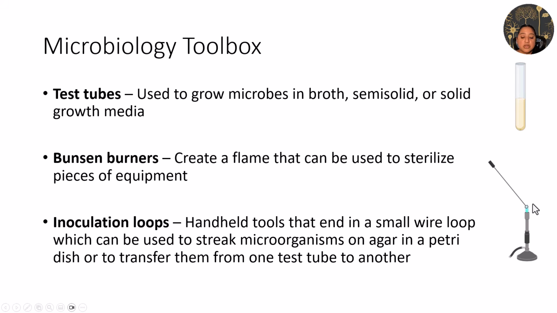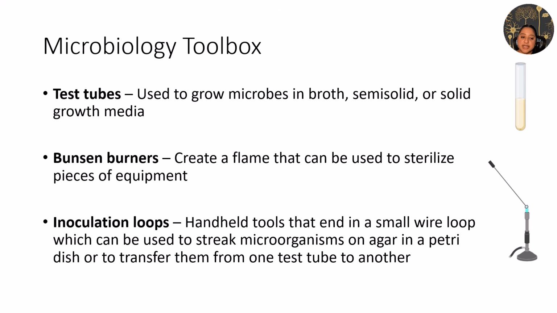Bunsen burners are also something we're going to be using, and this little picture at the bottom is a Bunsen burner. It's a way to produce a flame using gas, and the flame will be used to sterilize equipment.